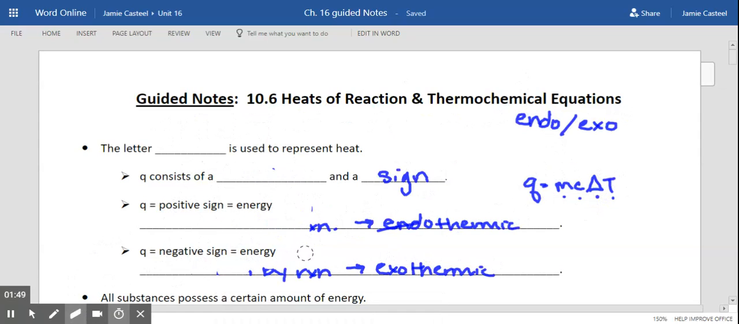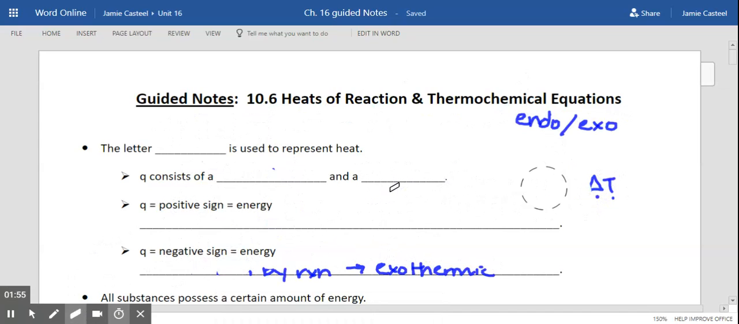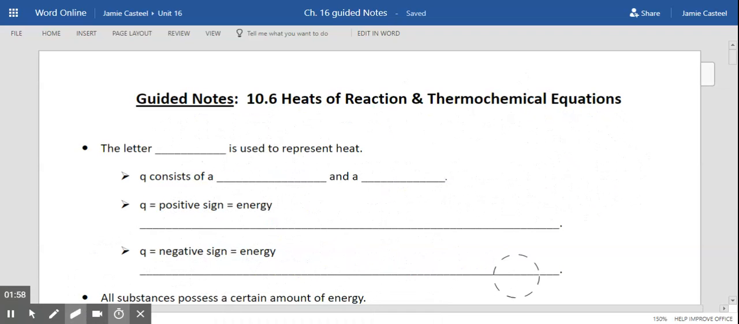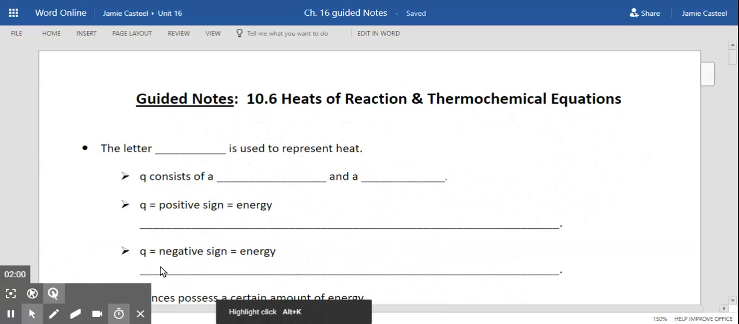So let me erase all this, and we're going to slide down. Wish I could make that bigger. Oh, I can. Okay. So we're going to erase all this. We're going to slide down.